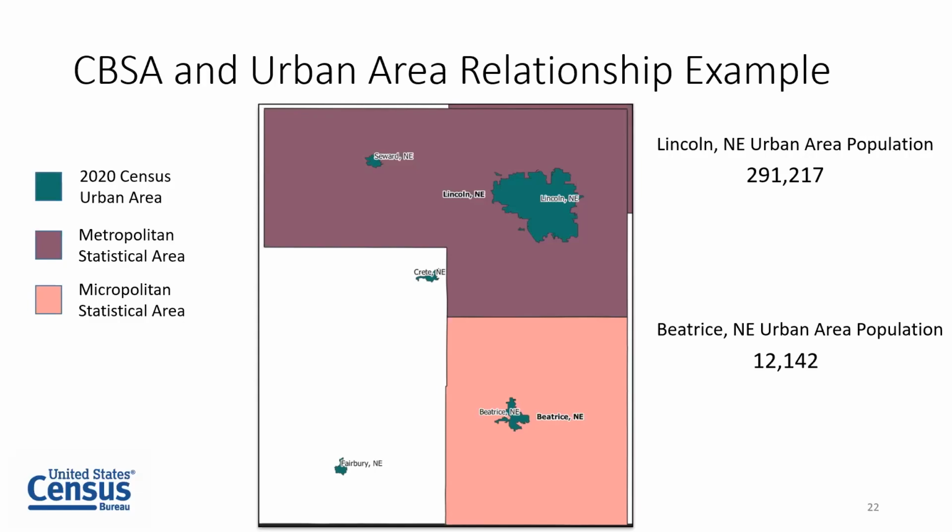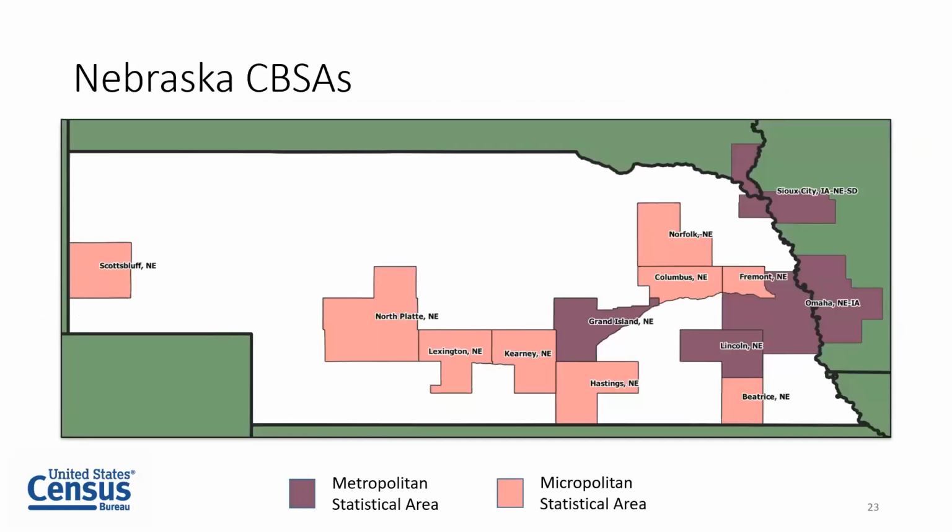And then if we look at the Beatrice, Nebraska urban area, we see that there are 12,142 people in the urban area, which is greater than the 10,000 threshold, which makes this a nucleus of a micropolitan area. And then this map just shows the metropolitan and micropolitan statistical areas in the state of Nebraska.